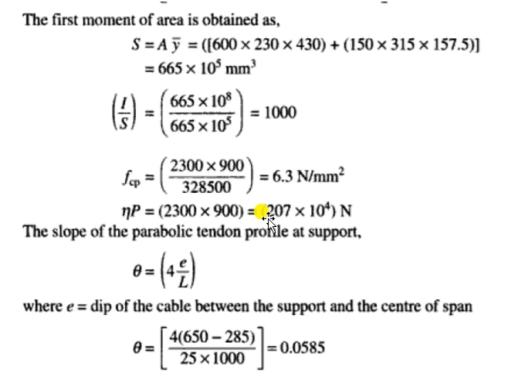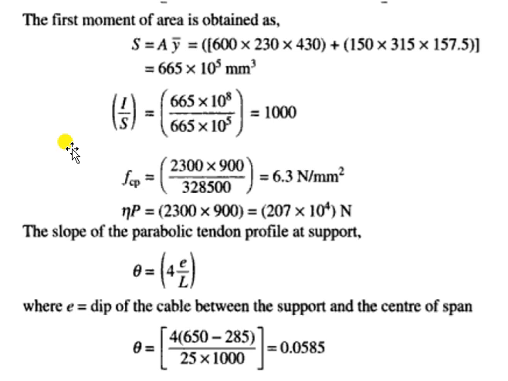So eta is the loss ratio, but in the question the loss ratio is not given. Hence, we shall consider eta as 0. That is, there is no loss in the section. Therefore, P is equal to area into stress, 2300 into 900. Therefore, P is equal to, that is, pre-stressing force is equal to 207 into 10 to the power of 4 Newton. So the given cable is a parabolic cable.